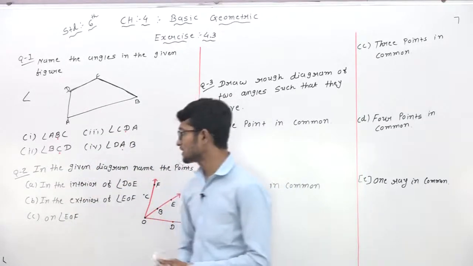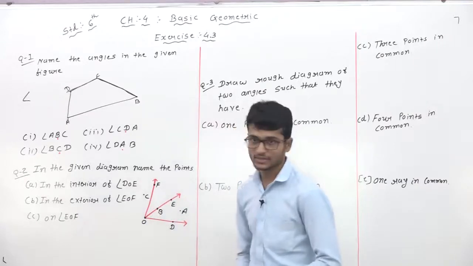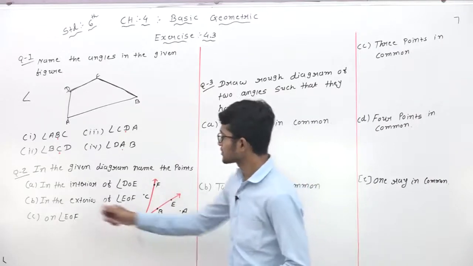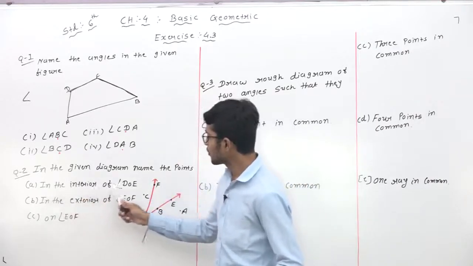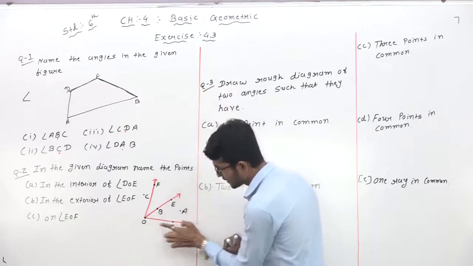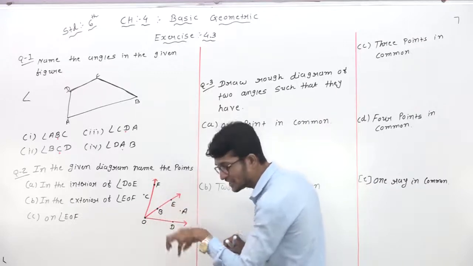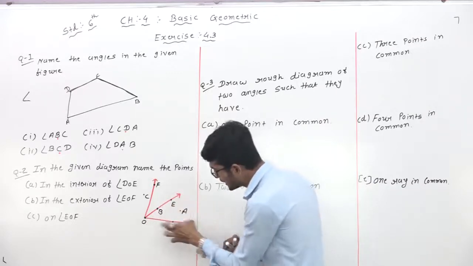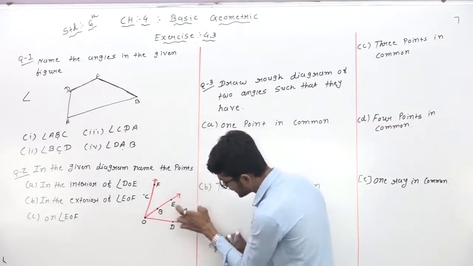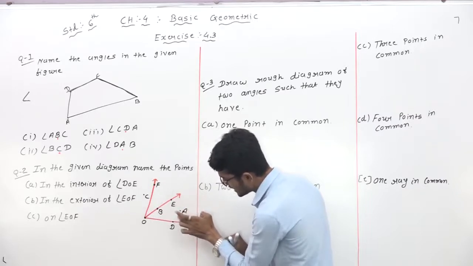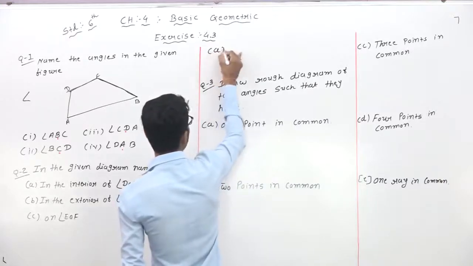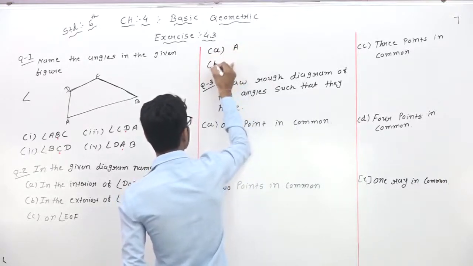Now to the second question. In the given diagram, name the points. Here is the given diagram and write down the point names. So the first one: in the interior of angle DOE. So D, O and E. Here is D, O and E. This means interior. Interior means the under part. D, O, E, interior. This one is the interior portion. In the interior portion there is only one point, and this point is A. So my first question's answer is point A.